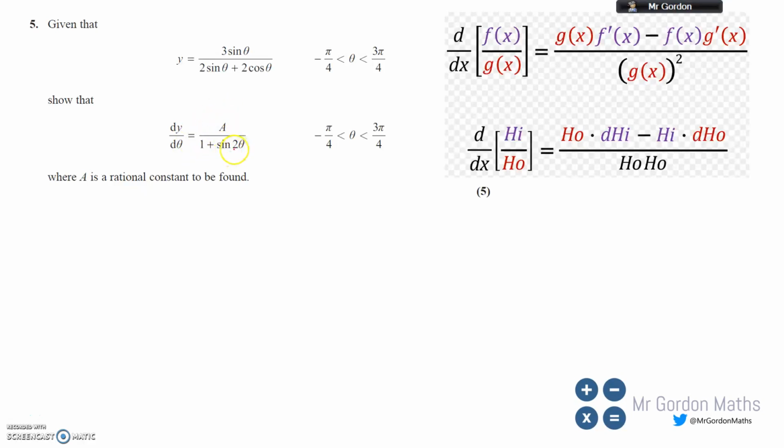1 plus sine 2 theta. It's a show that. We love a show that because we know what we're trying to get to. Alright, so we're aiming for this, where a is a rational constant to be found.